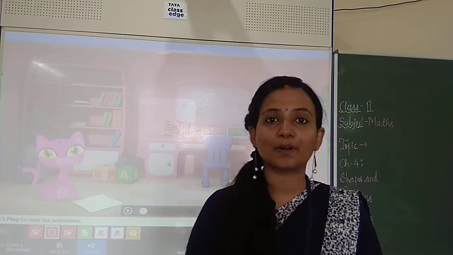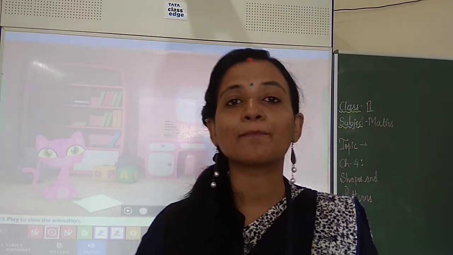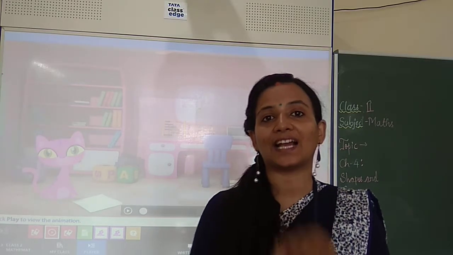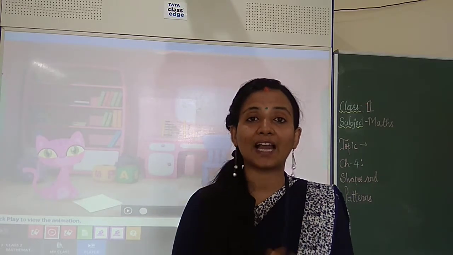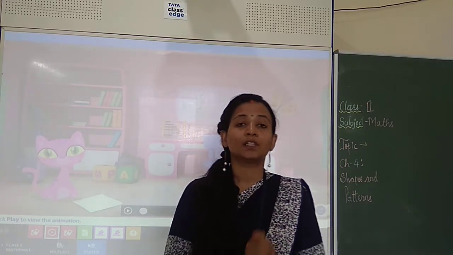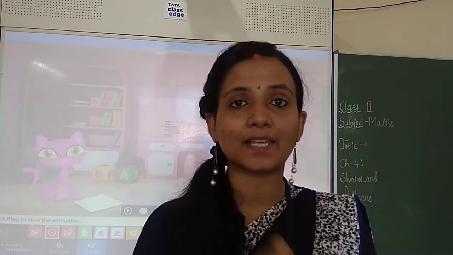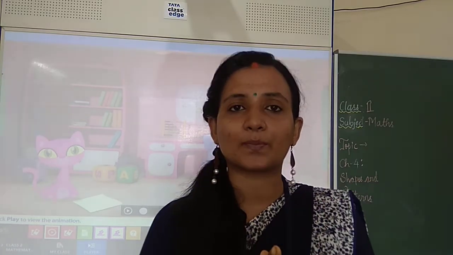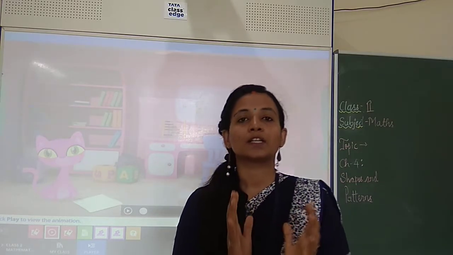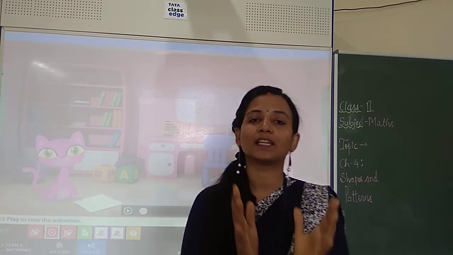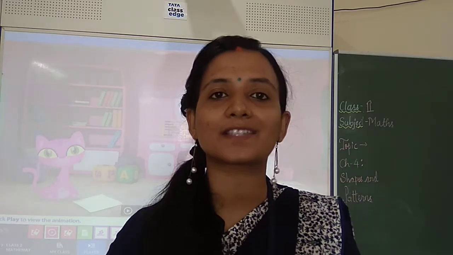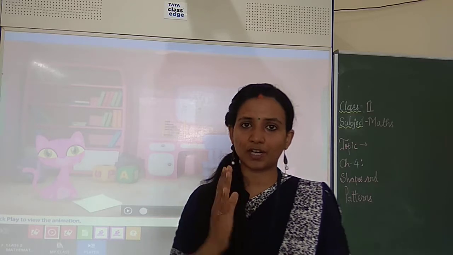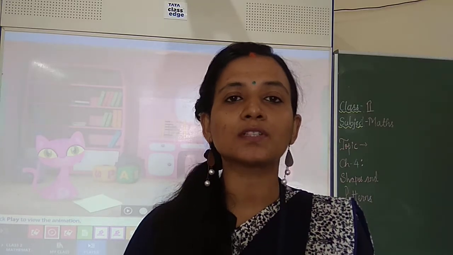We are studying chapter number 4, and that is shapes and patterns. Earlier we learned about lines, and how the lines help us to study this chapter. This chapter name is what? Shapes and patterns. So the very first thing we have to study is shapes. What are shapes made up of? Shapes are made up of lines. Some shapes use straight lines, and some shapes use curved lines.